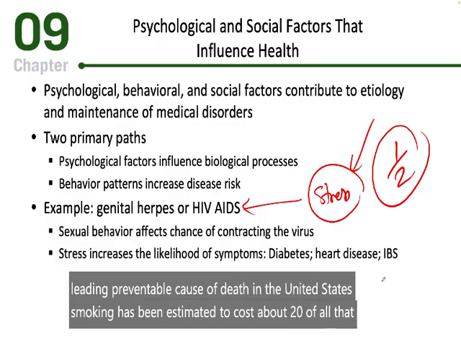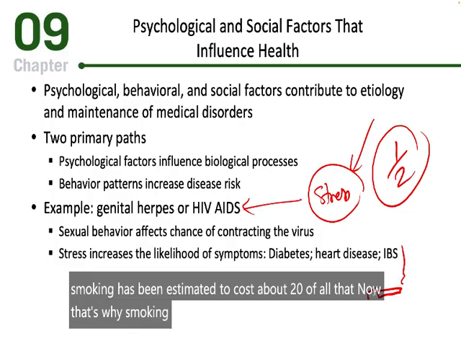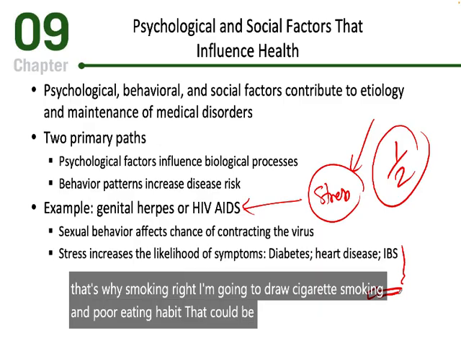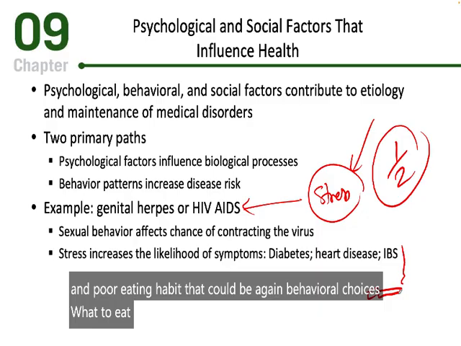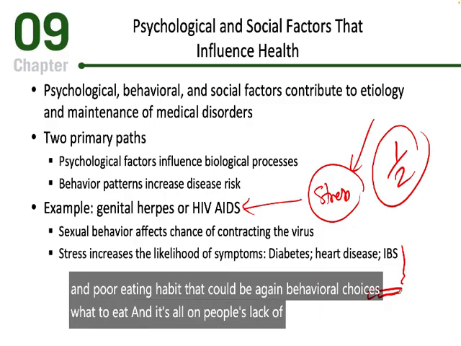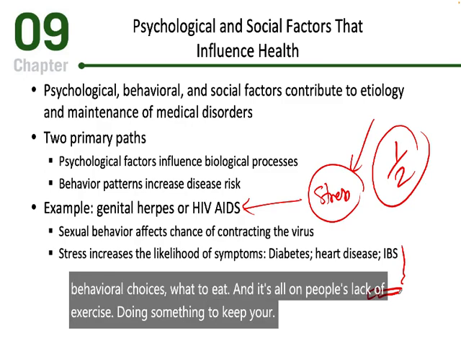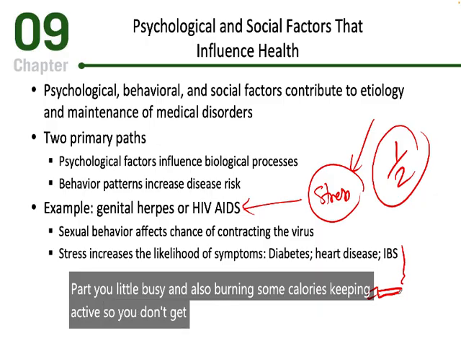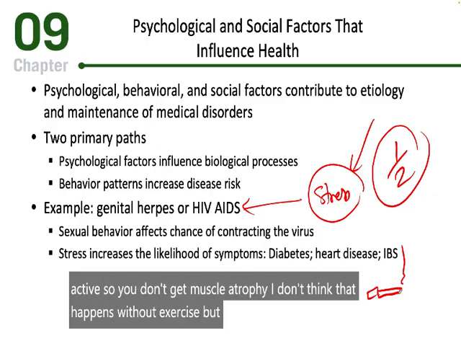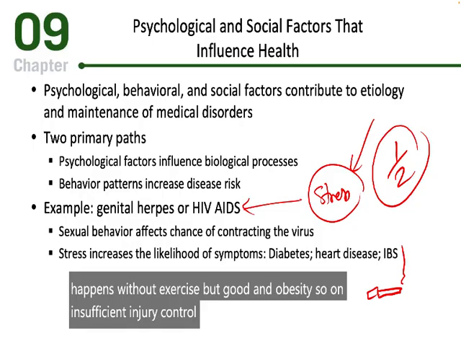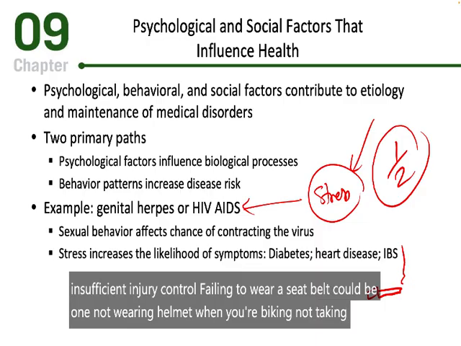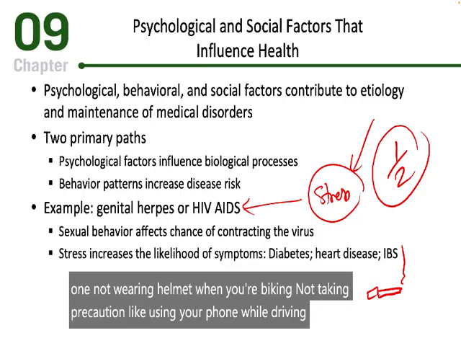Now, that's why smoking, right? I'm going to draw a cigarette. Smoking and poor eating habits. That could be, again, behavioral choices. What to eat is all on people. Lack of exercise, doing something to keep your heart a little busy and also burning some calories, keeping active so you don't get muscle atrophy. And obesity, and so on. Insufficient injury control: failing to wear a seat belt could be one, not wearing a helmet when you're biking, not taking precautions like using your phone while driving. That's, again, insufficient injury control.